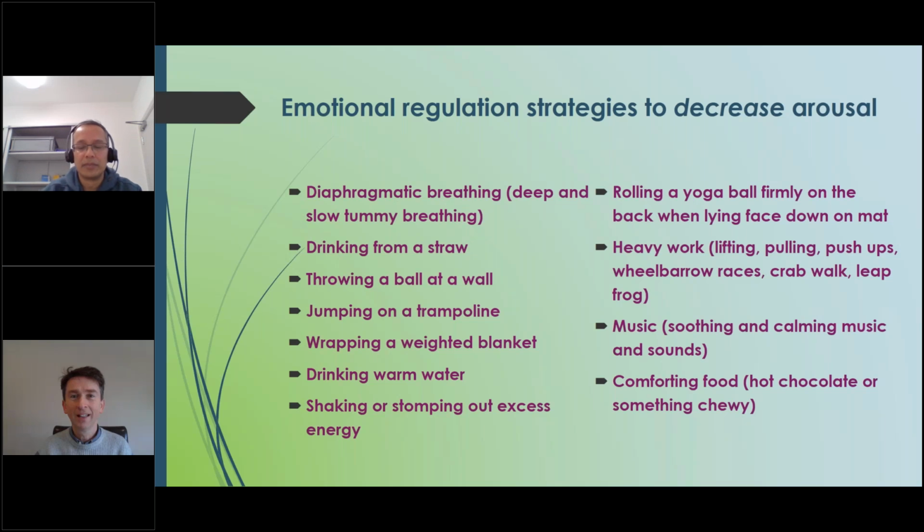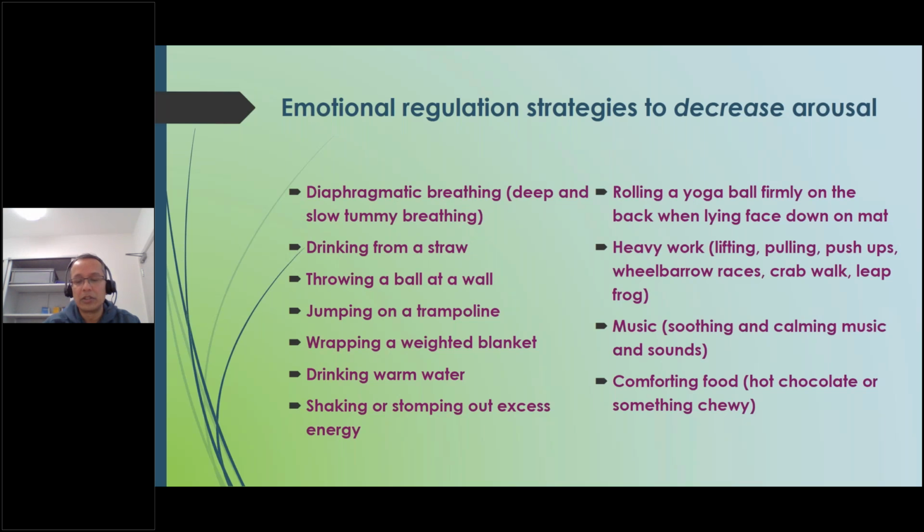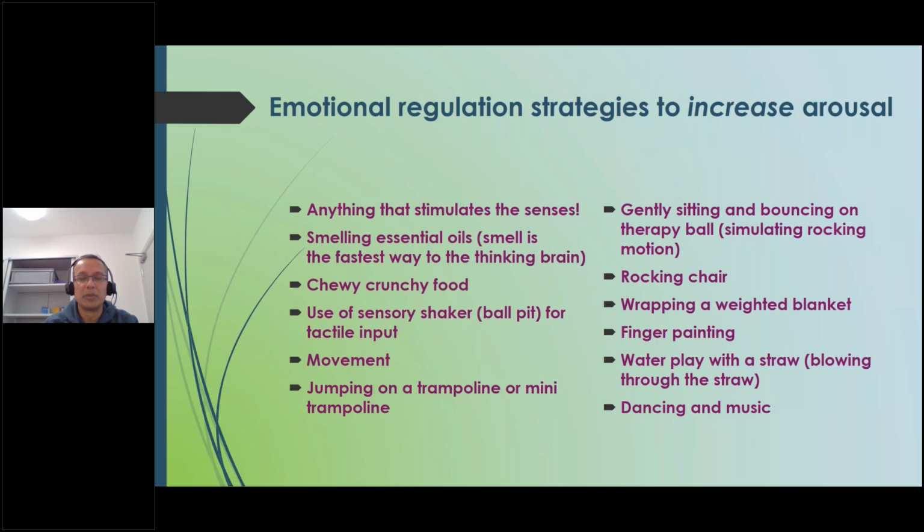I think these are some of the strategies. I won't go into them. There are regulation strategies to increase arousal and to decrease arousal at the same time. So this is for decreasing arousal. There's a host of activities you can do, and it's all to do with body and movement, simply because all our feelings and emotions are held in our bodies. So if we can get our bodies moving, and get our bodies to react first, then the brain follows.